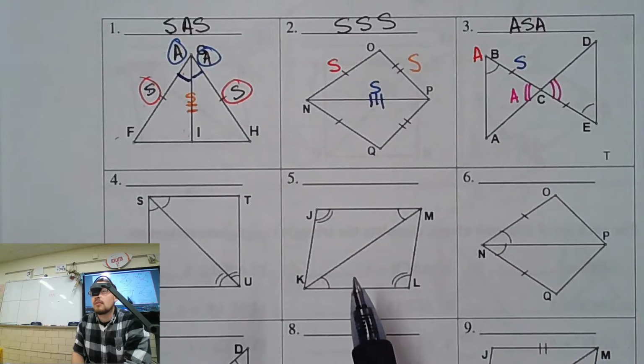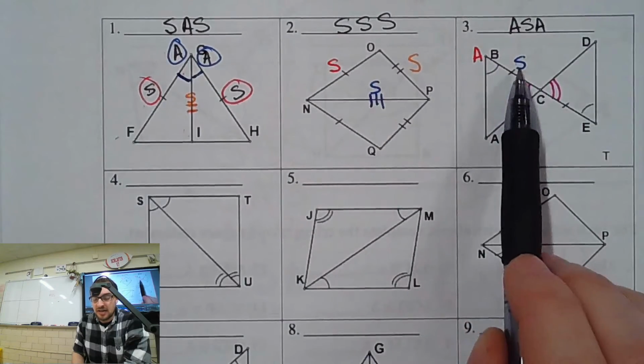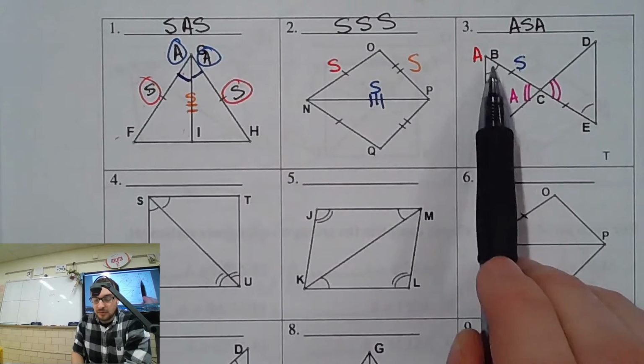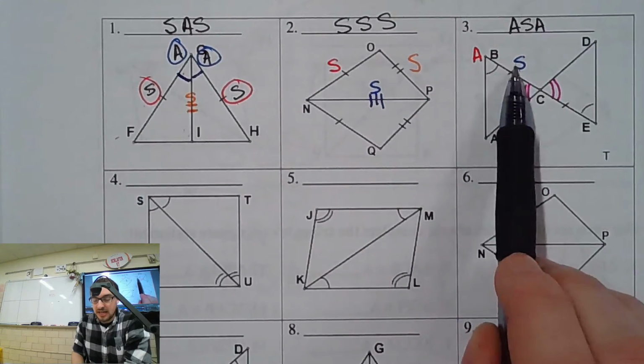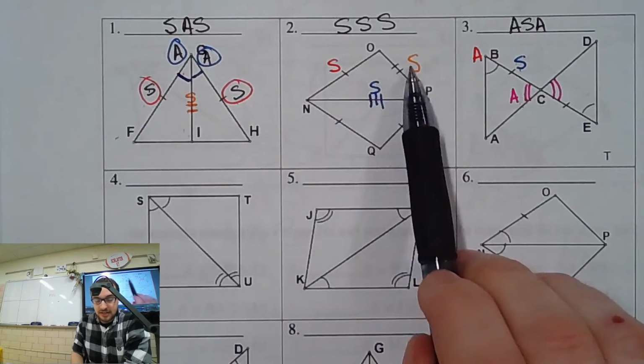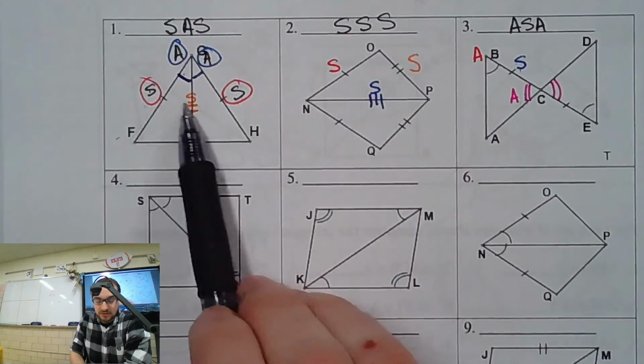So does the order matter? Yes, the order does matter. It's ASA. See how the S is between the two A's? I can't go to this angle from here without crossing S, so it's ASA. Are you seeing it? Order does matter. Side, side, side. Side, angle, side. Because I can't get to this side from this side without crossing the angle first.